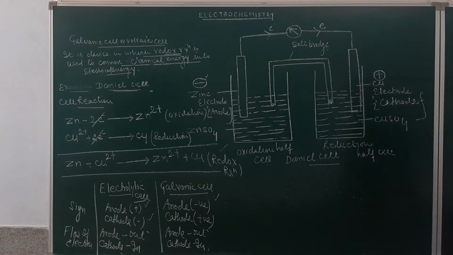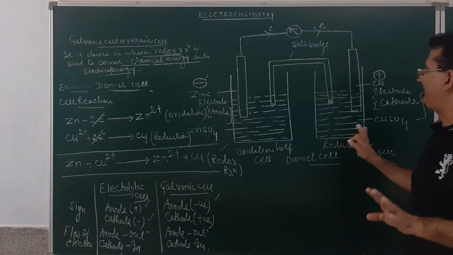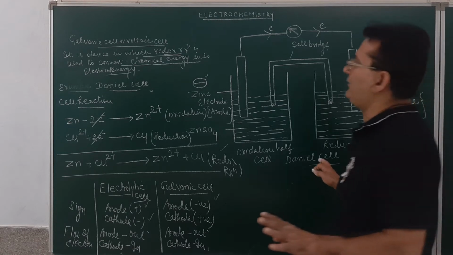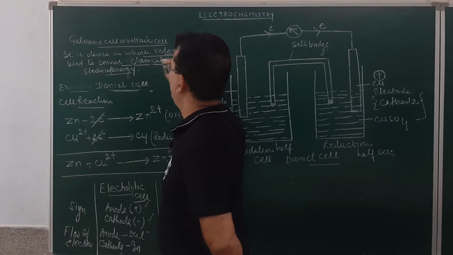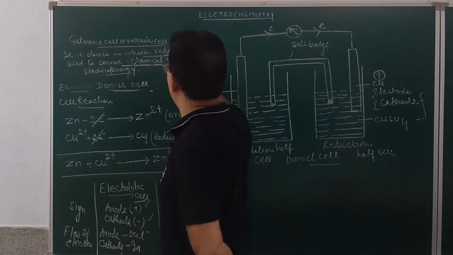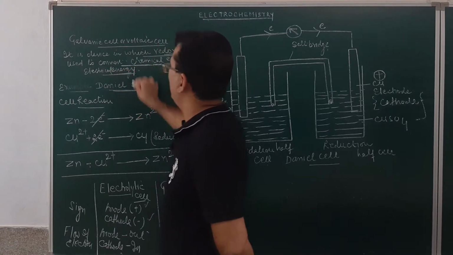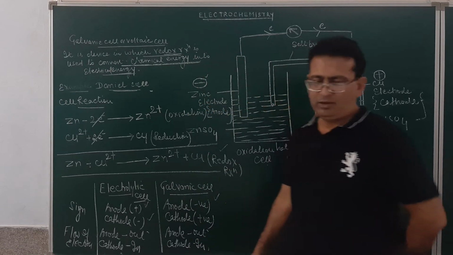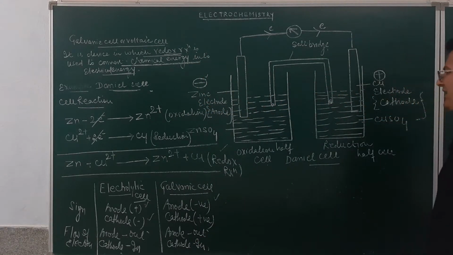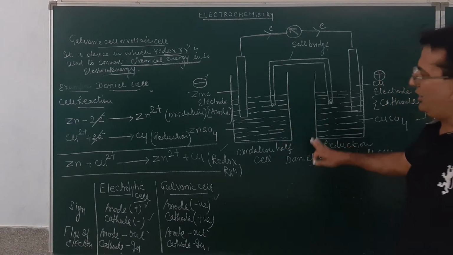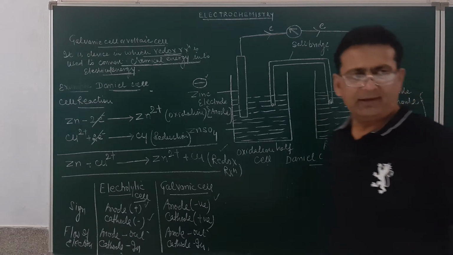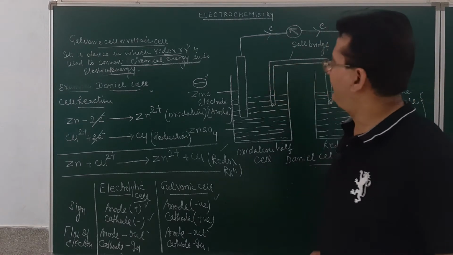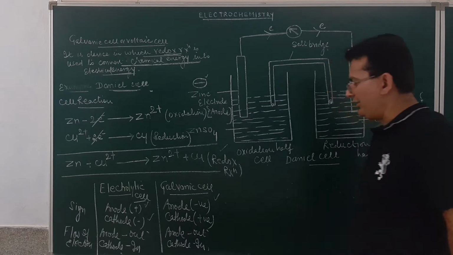Now, if we continue from the previous lecture, this cell representation is very clear. I also told you, by the correction in the last lecture, that the device in which a redox reaction is used to convert chemical energy into electrical energy is called a galvanic cell or a voltaic cell. So, we will continue from our previous lecture, where I explained all this, which is written on the board over here. Now, next is the cell representation.